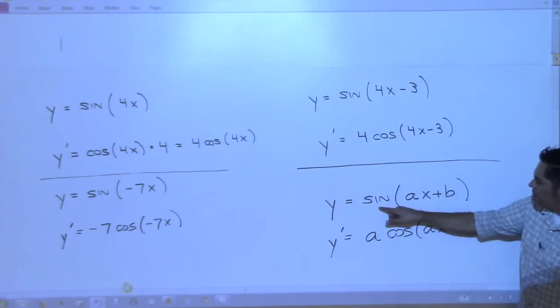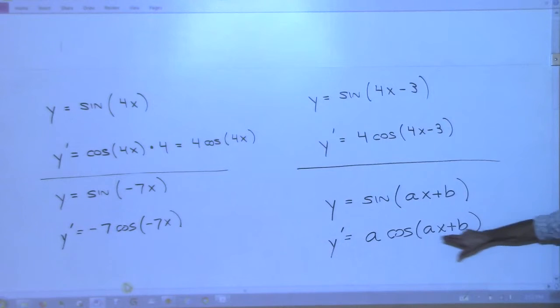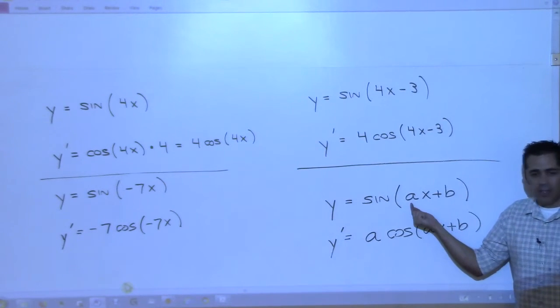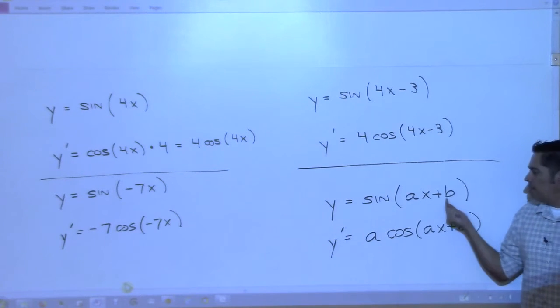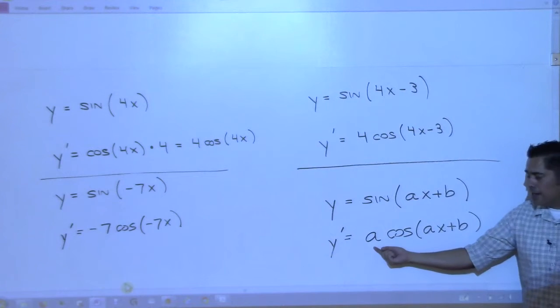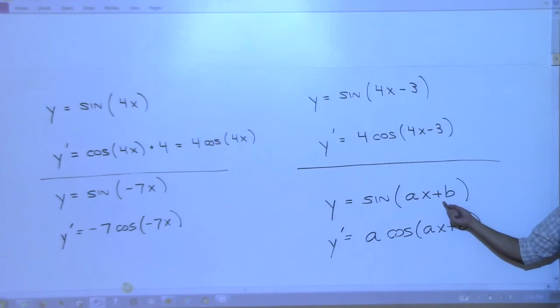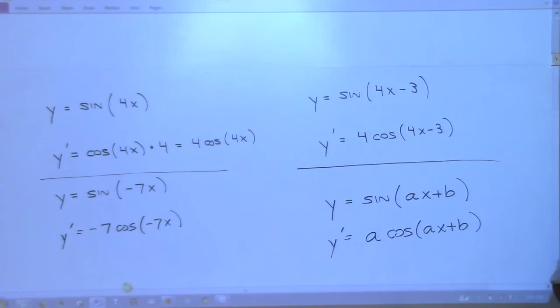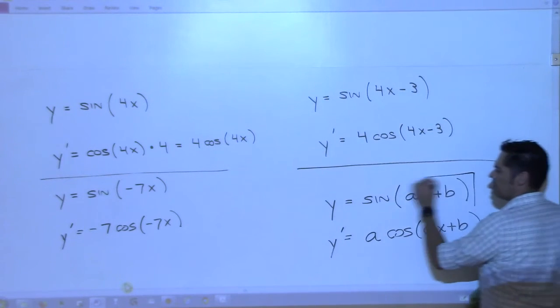See, because derivative of sine of my hand is cosine of my hand, but then derivative of that is just a, because a is a constant. And b is a constant. Well, a is attached to the x. That's why the derivative of ax is a. But b by itself, derivative is 0. So you get that a to pop out. This is actually a good thing to know.